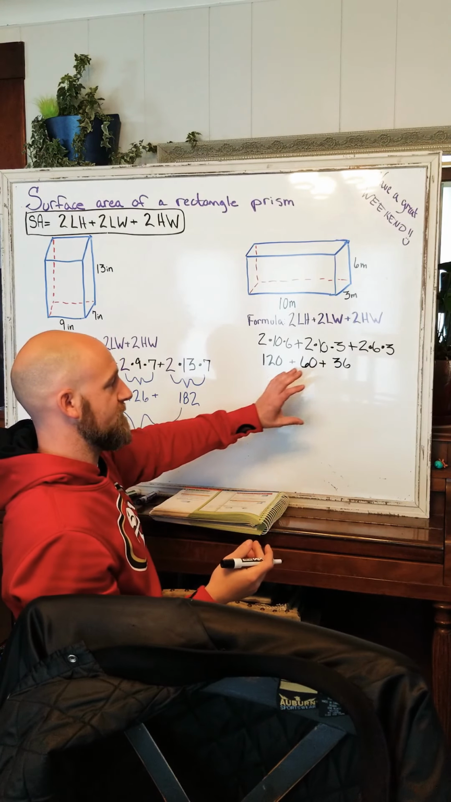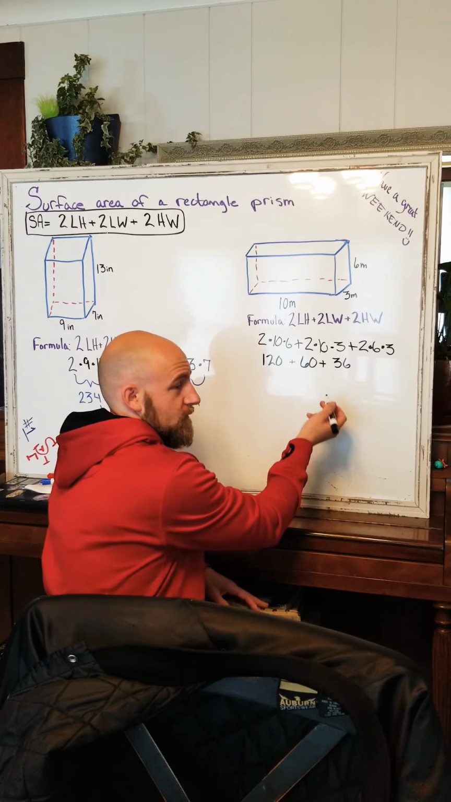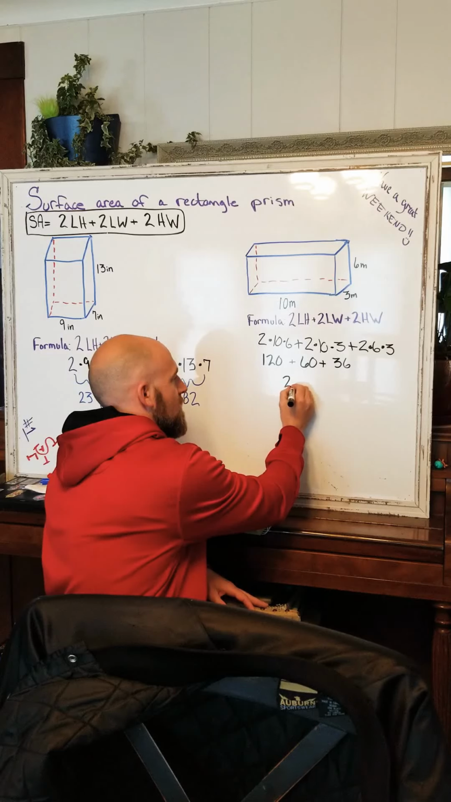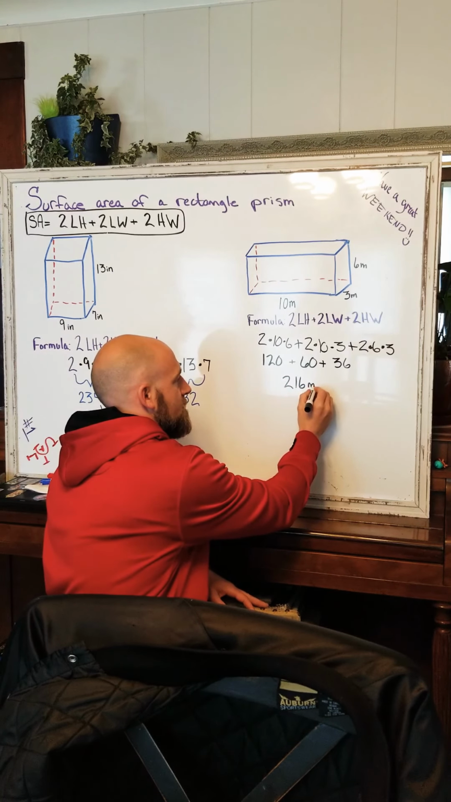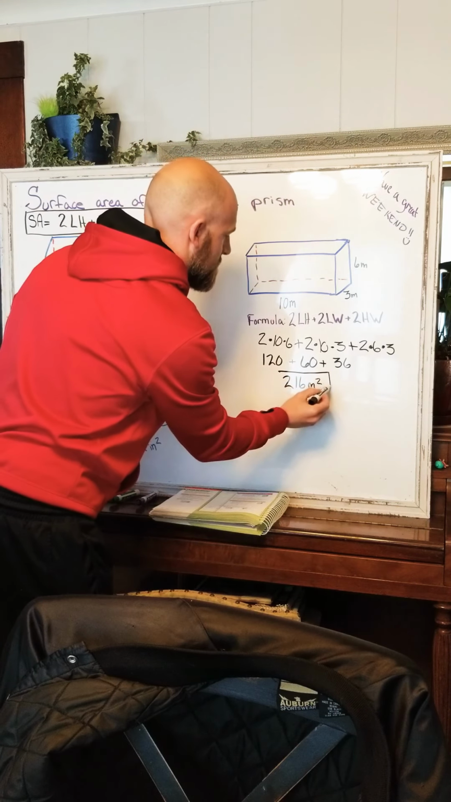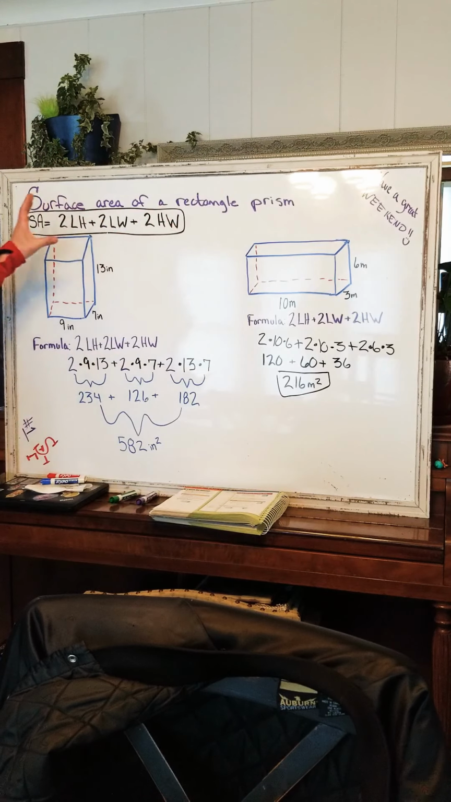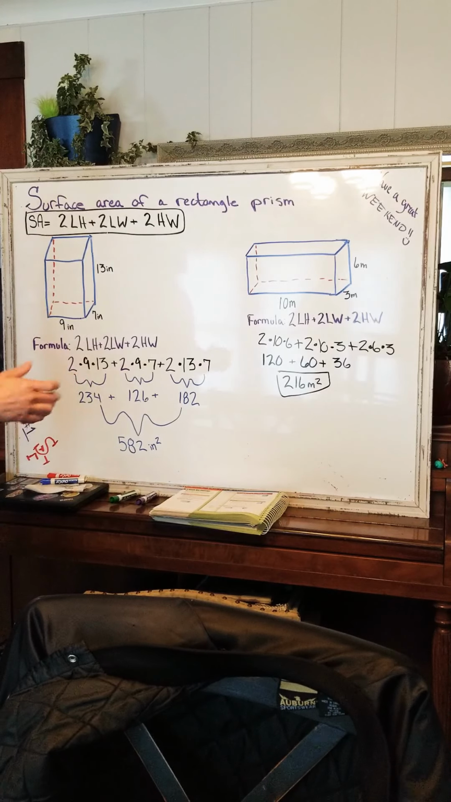So we have 120 plus 60, which gives you 180. 180 plus 36 gives you 216 meters squared. And that would be your answer. Again, surface area of a rectangle. Make sure you write down the formula if you need to, and you can use that for your homework and you'll fly right through it.